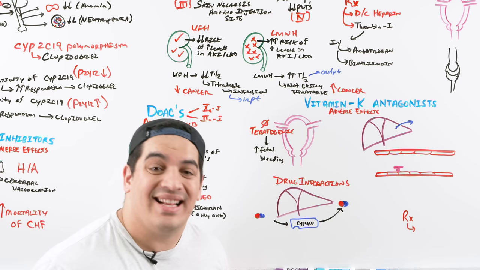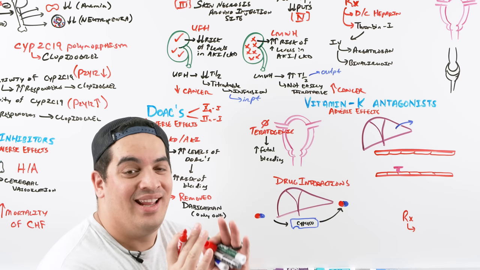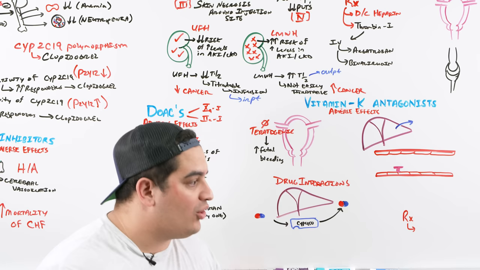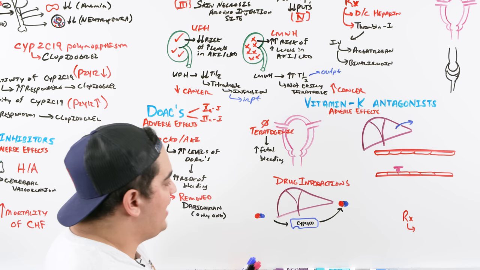That's dangerous because warfarin operates in a very narrow therapeutic window. If we increase the levels of warfarin, we could potentially cause bleeding. If we keep it lower than the levels we want, they could clot. So it's very critical that we understand that, and there are a lot of things that can alter this cytochrome P450 system.